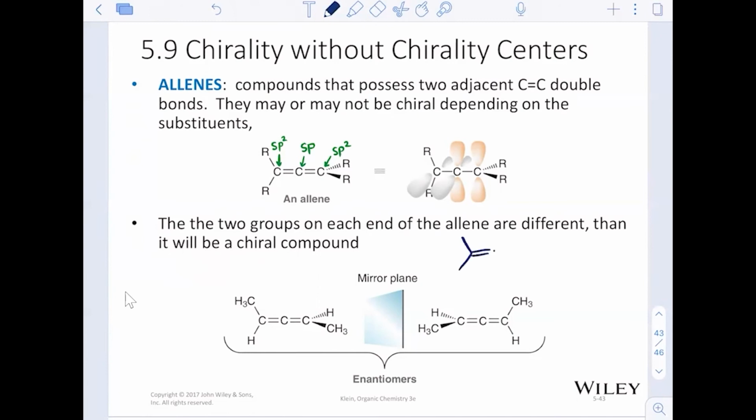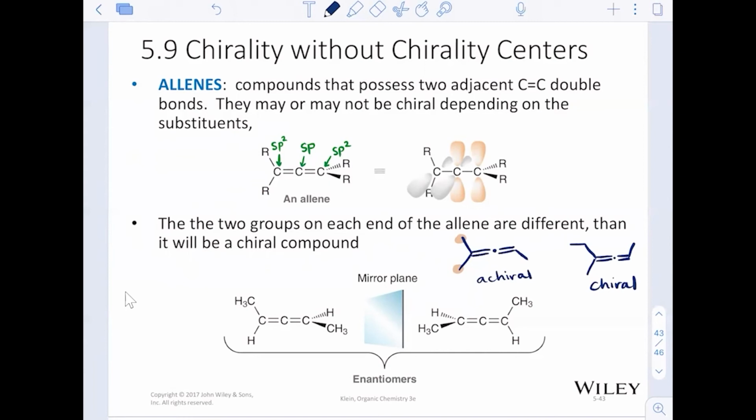If you want to draw them in a skeletal structure, this one would be achiral, because on one side we have identical groups, right? Still an allene, just achiral. What about this one? Chiral. Nice. No R-ness denotations, no way of identifying. You can just identify chiral versus achiral.